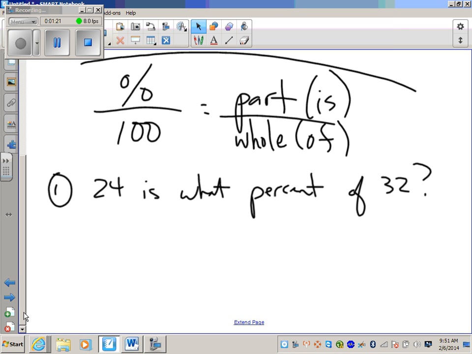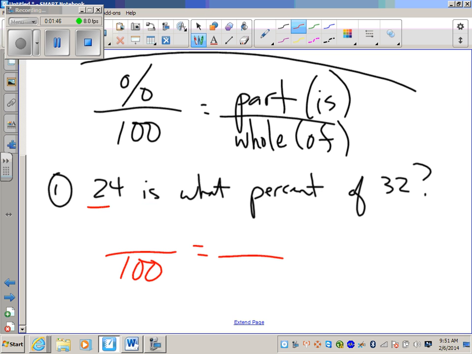So do I have anything in the problem itself that has a percent sign after it that I'm going to put over 100? Do you see a percent sign after the 24 or the 32? No. So guess what you're finding? You're going to find the percent.